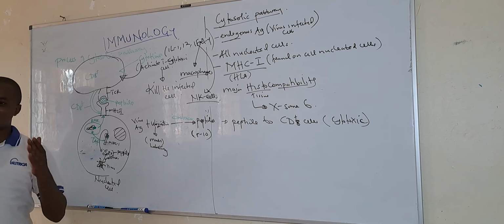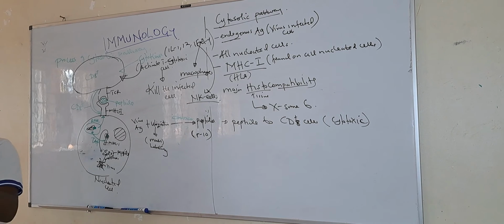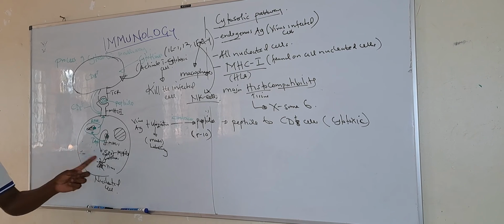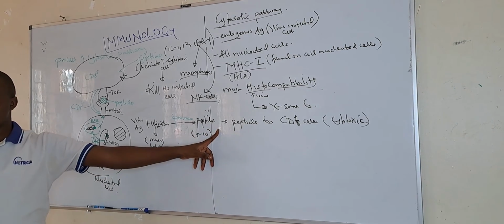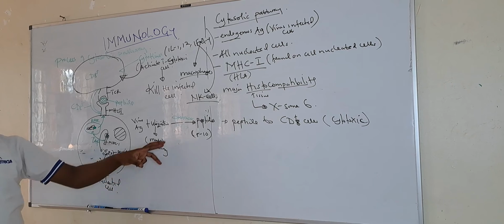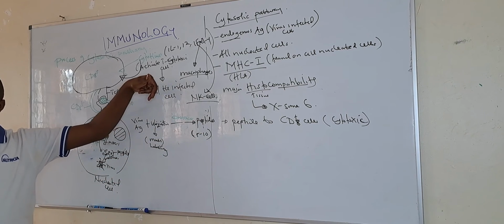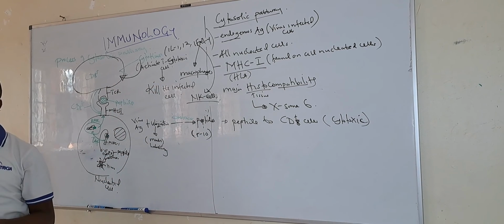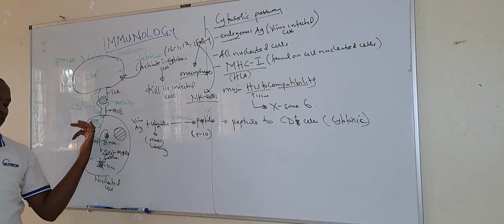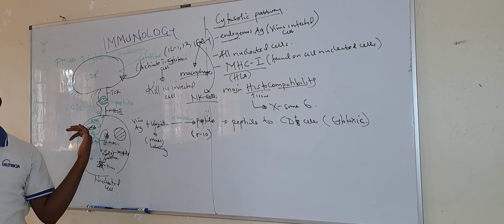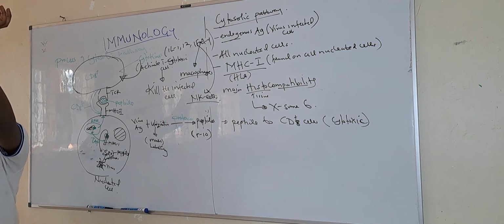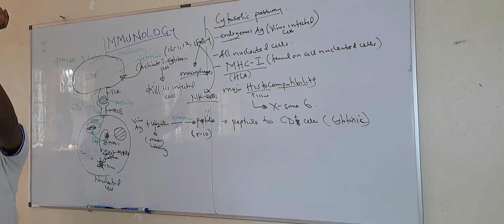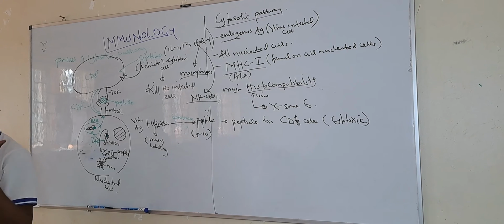So in summary, there are only three steps. Step number 1 is the formation of the peptide, isn't it? Process number 2 is this peptide being loaded on the major histocompatibility complex type 1, then transported to the rough endoplasmic reticulum by TAP, isn't it? Then the third one is presentation on the surface. I can summarize it into those three steps.